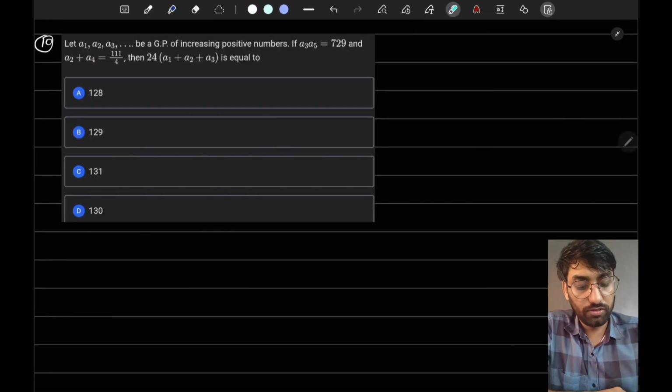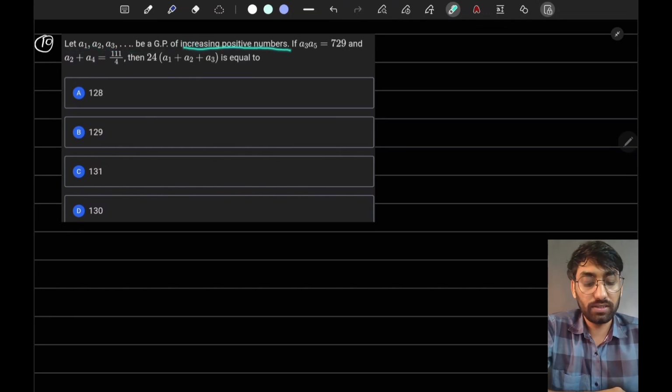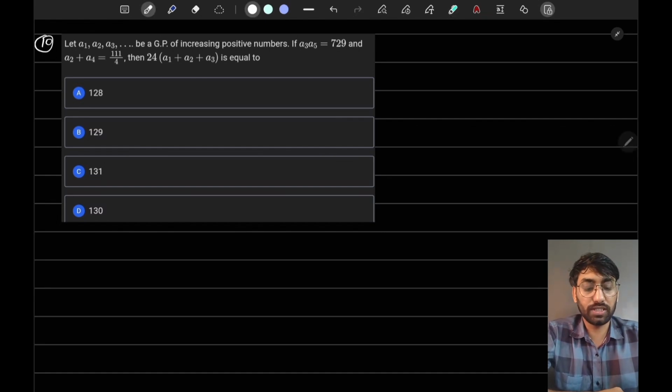In this question, what they are saying: let a1, a2, a3, a4 be in GP of increasing positive numbers. Okay. So, increasing positive numbers. If a3 into a5 they have given 729 and a2 plus a4 is given 111 by 4, then 24 times this we need to find what it will be. Okay. This like this question we have solved previously also. Now, let's see. This is one of the simplest questions that we are having. Okay. So, how will we approach this question?